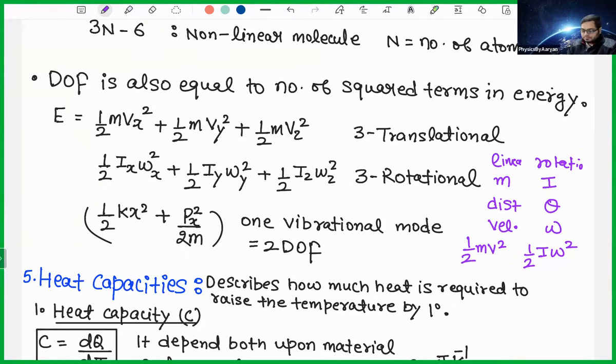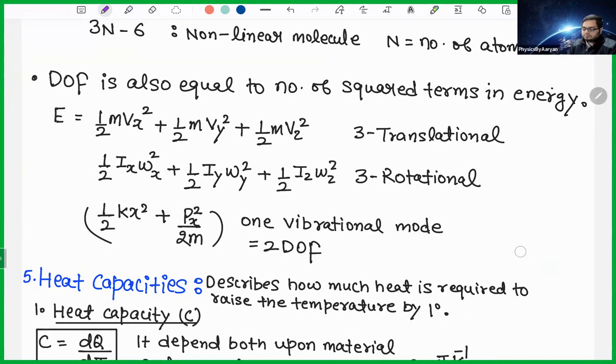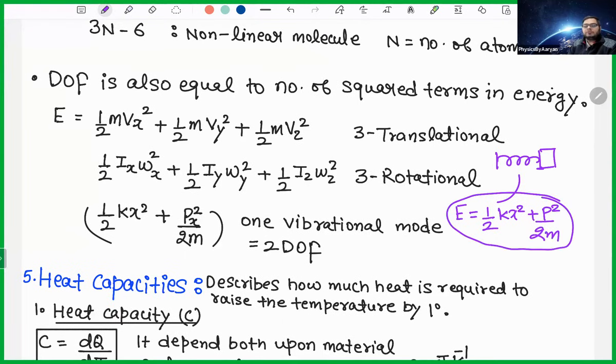But what about vibration? Vibration is like a simple harmonic motion. Let's say this is your vibration. And if I write the energy of vibration, can I say it is given by half kx square plus p square by 2m? Are you familiar with the energy of vibration given by half kx square plus p square by 2m? This is kinetic, this is potential.